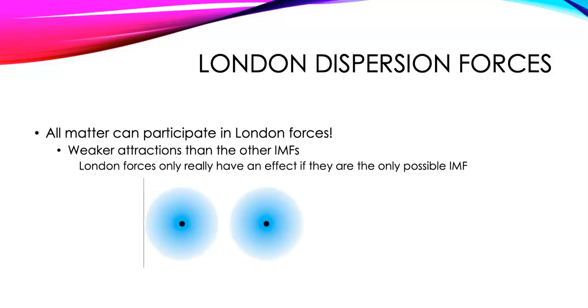All right. But the only time they really matter is when London forces are the only thing that you can do. So if you have a nonpolar molecule like oxygen interacting with a sample of other oxygen molecules, they only can do London forces. The halogen molecules can only do London forces. All matter can do them, but if you can do hydrogen bonds, if you can do dipole-dipole attractions, those are much, much stronger, and they're going to usually have a much more significant effect.